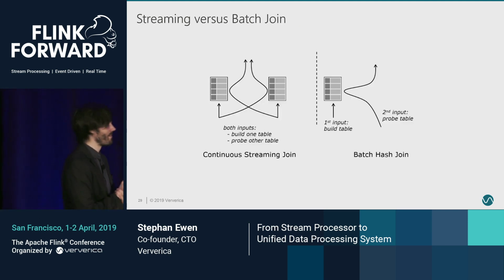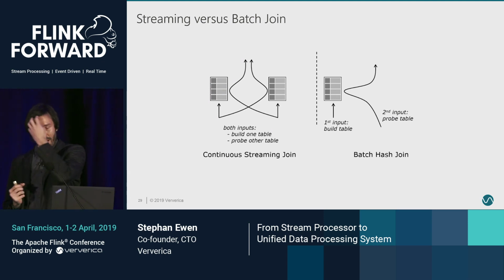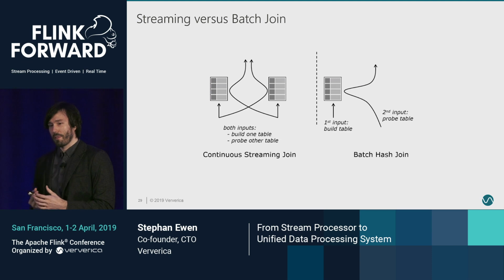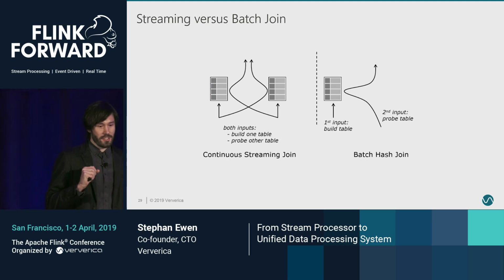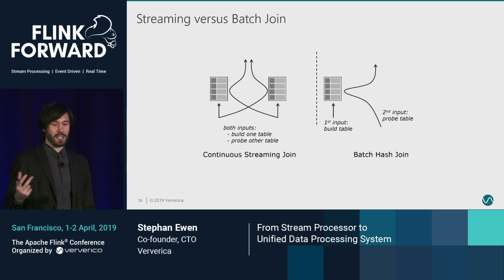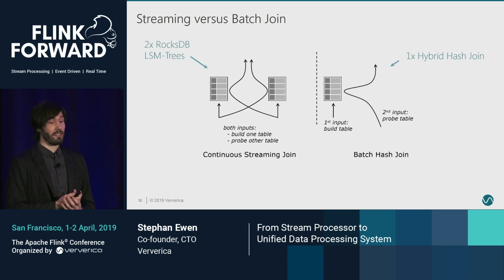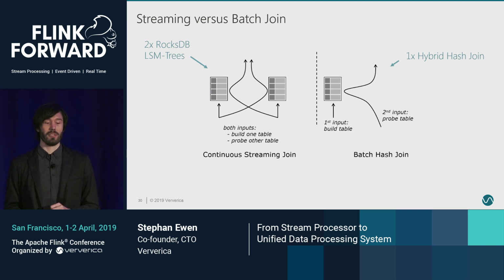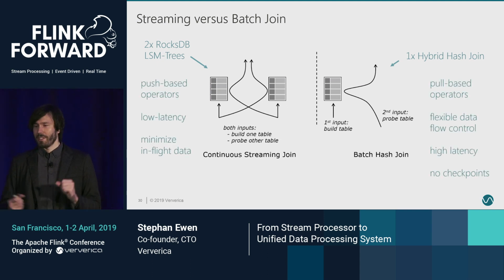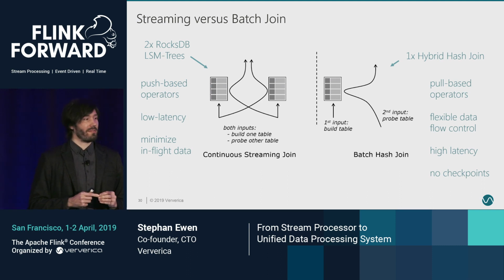Now let's look a little bit at what's happening underneath the hood. I picked one operation that's both common and complex in data processing here, which is the streaming join. So this is a comparison between how a continuous real-time join works compared to how a batch join works in Apache Flink. And you can see the vastly different data structures and algorithms at play. The continuous streaming join uses basically 2 RocksDB LSM trees, RocksDB column families here, versus 1 hybrid hash join table on the batch side. And why do we actually use different algorithms here? Because they exhibit vastly different characteristics.